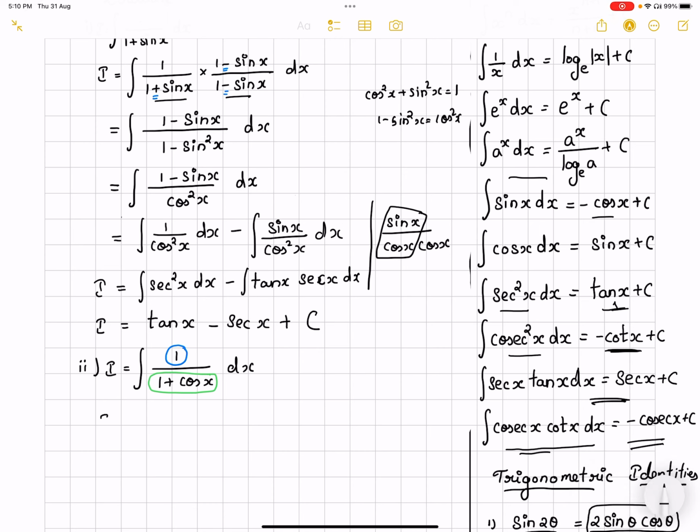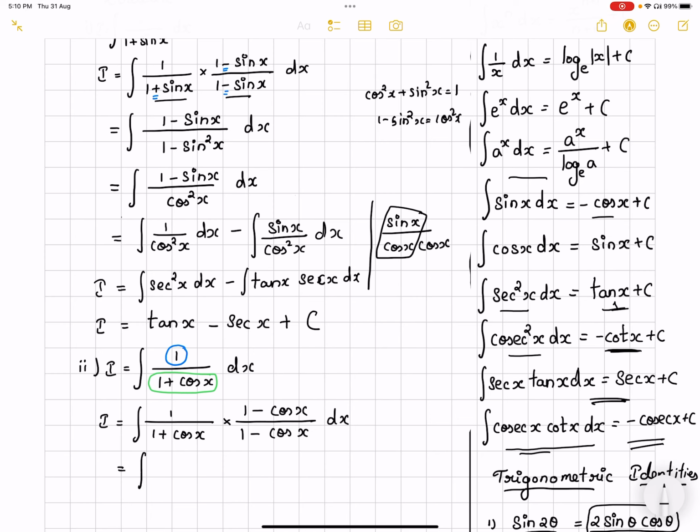So now here what I would be doing, I is equal to 1 divided by 1 plus cos x. In that case, when I'm rationalizing, I need to multiply with 1 minus cos x. That's how the rationalizing works, with both the numerator and the denominator.